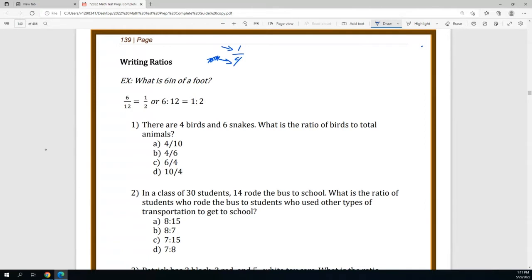For instance, if I say, what is 6 inches of a foot? Well, 6 inches is this. And then you compare it to what a foot would be, and a foot would be 12 inches. So you could say 6 out of 12.